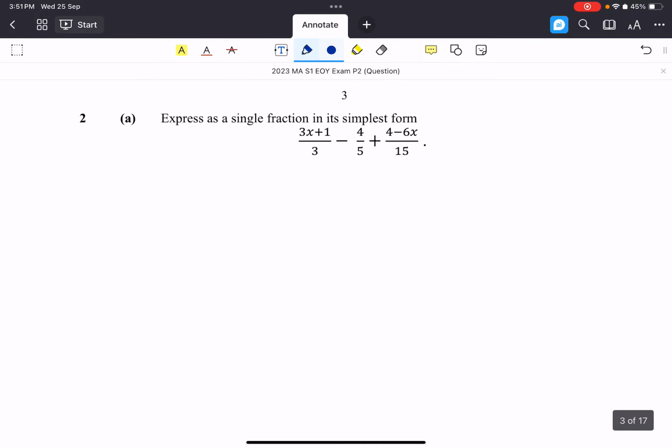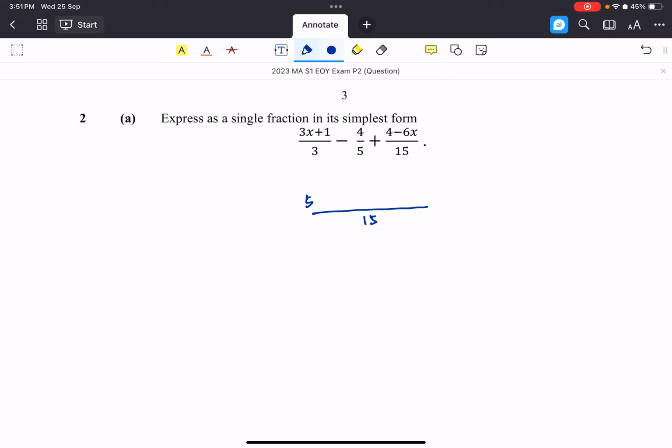Next, express as a single fraction in the simplest form. So as we know, when we try to add and subtract fractions, the first objective is to try to make the denominator common. So in this case, I have 3, 5 and 15 as my denominators. The common is 15. I can make everything common denominator of 15. So I can do this.